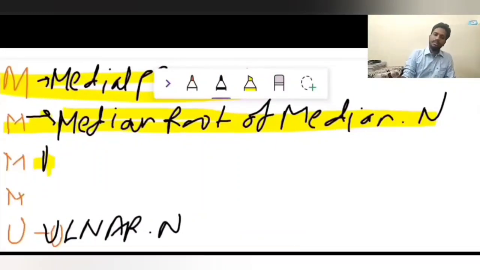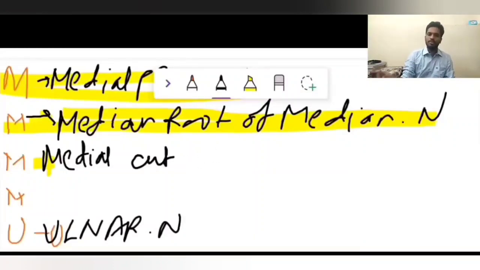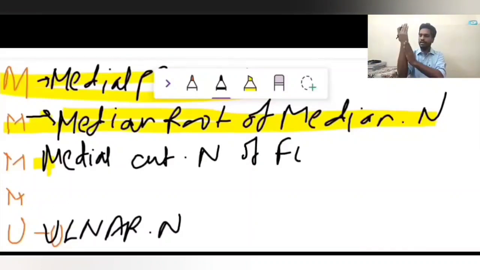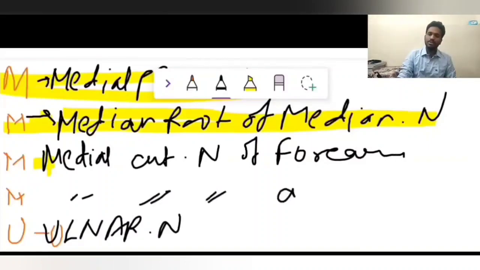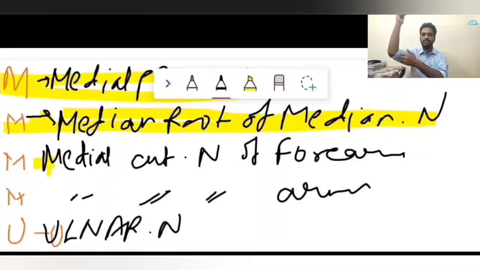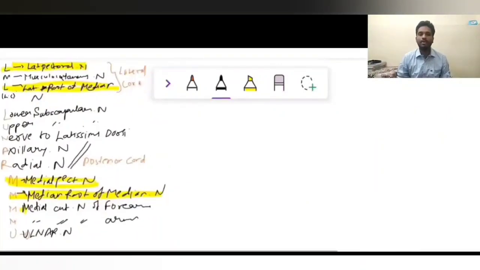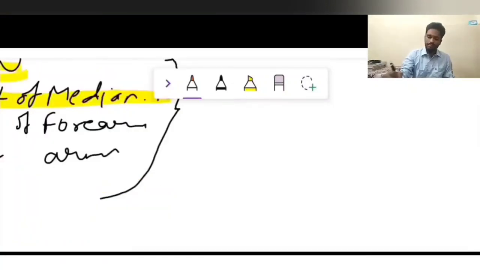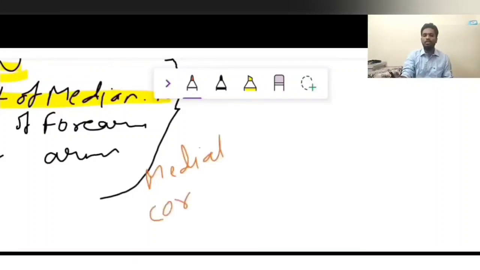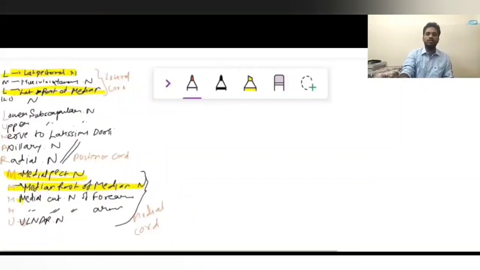So this is, once again, medial cutaneous nerve of forearm. The skin of the forearm here is going to be supplied by the medial cutaneous nerve of forearm, and similarly we have medial cutaneous nerve of arm, which will supply this region. These areas of skin are supplied by the medial cutaneous nerve of arm and forearm. So this is what we have in total, the nerves of the upper limb. And this M4U was from which cord? It was from the medial cord.